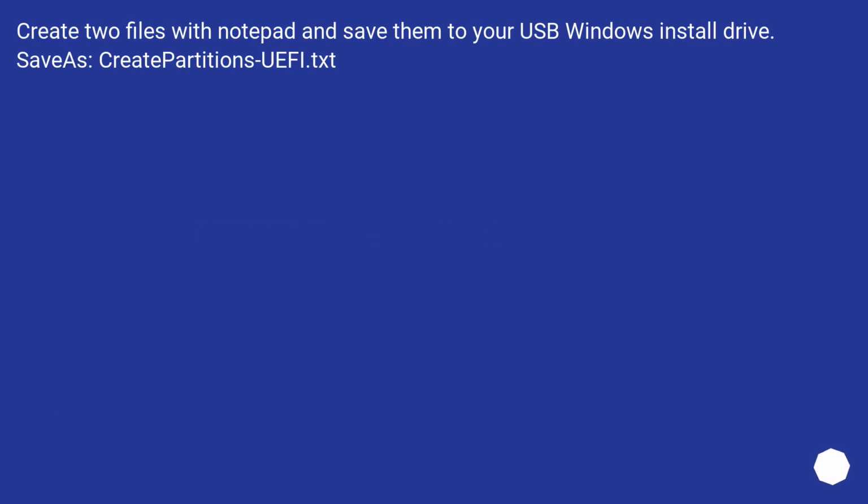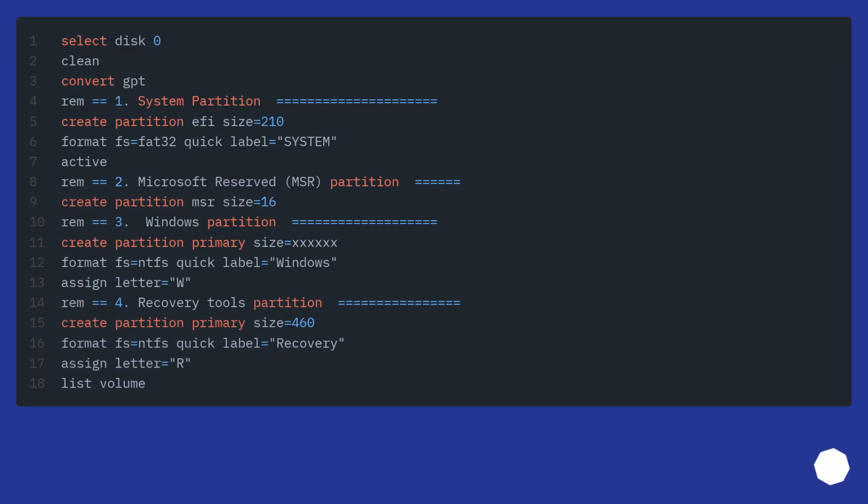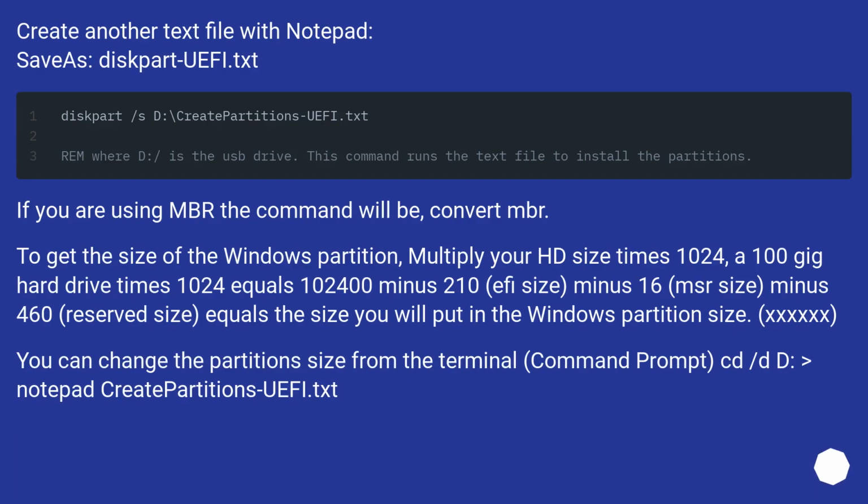Create 2 files with Notepad and save them to your USB Windows install drive. Save as create partitions UEFI.txt. Create another text file with Notepad. Save as diskpart UEFI.txt. If you are using MBR, the command will be convert MBR.